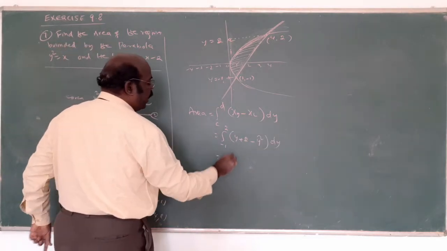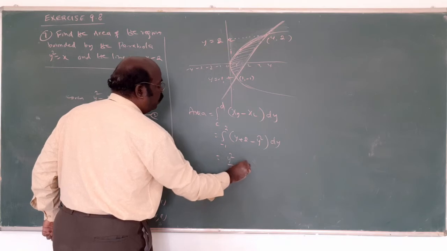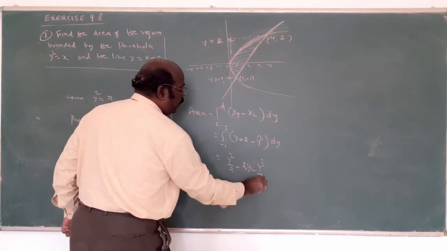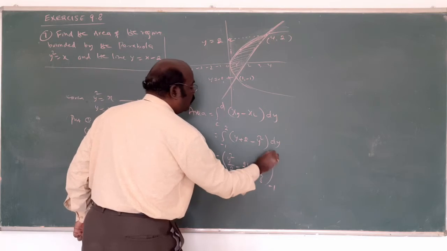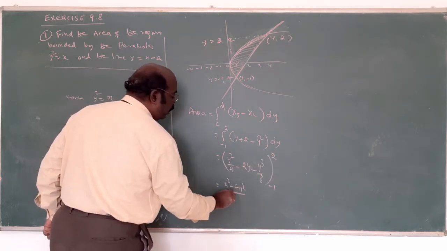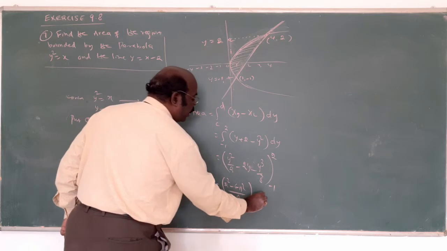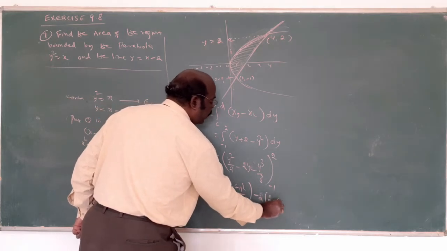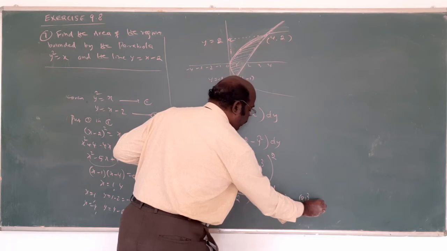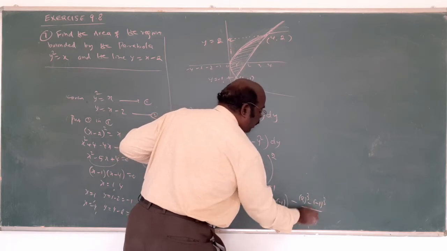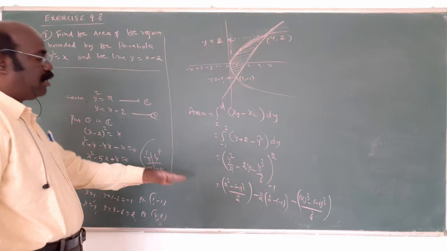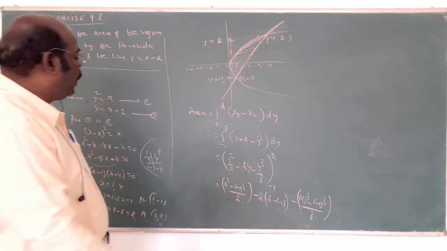Now integrate with respect to y. Y square by 2, integral of 2 is 2y, integral of y square is y cube by 3. Now minus 1 to 2 is the limit. 2 square minus minus 1 whole square by 2, minus 2 into 2 minus minus 1, minus 2 cube minus minus 1 whole cube by 3. In this way, apply upper limit minus lower limit. Then it is simple and easy for you.